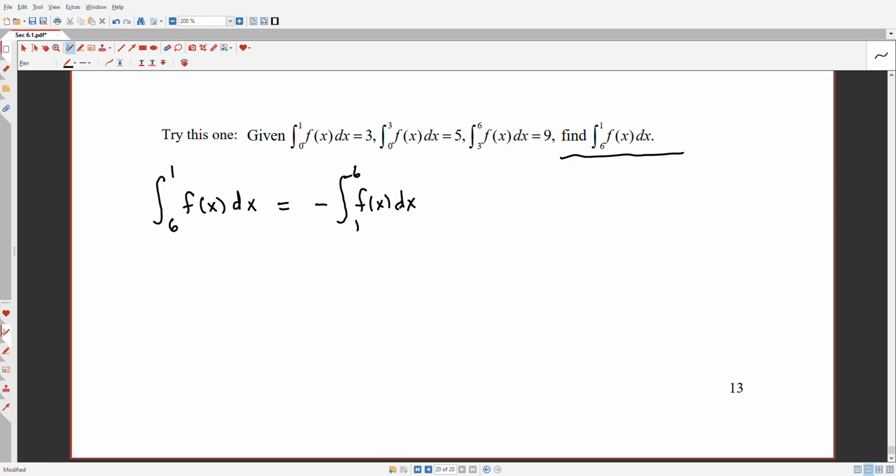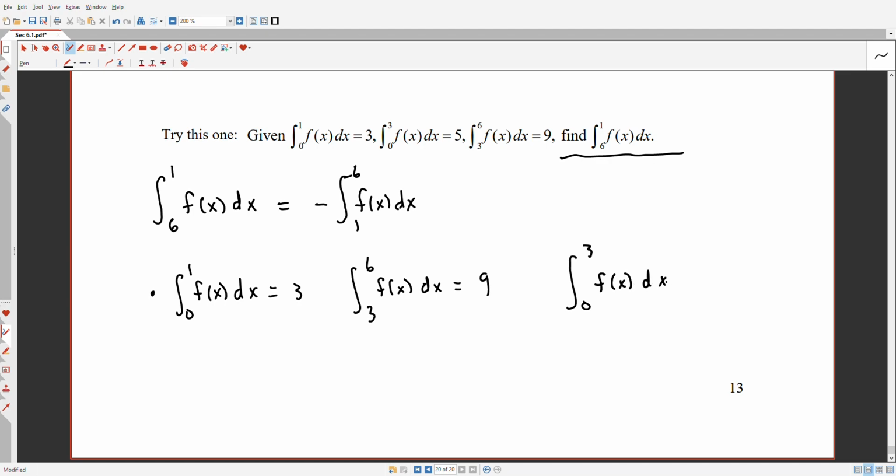I want to start at 1 and I want to end at 6. Well, one bit of information that they did give us is that the integral from 0 to 1 of f of x dx was 3, and they told us the integral from 3 to 6 of f of x dx, I'll write that one down next, was 9. And the other one was the integral from 0 to 3 of f of x dx was 5. So somehow I want to use all this information to see if I can get the integral from 1 to 6 to appear.